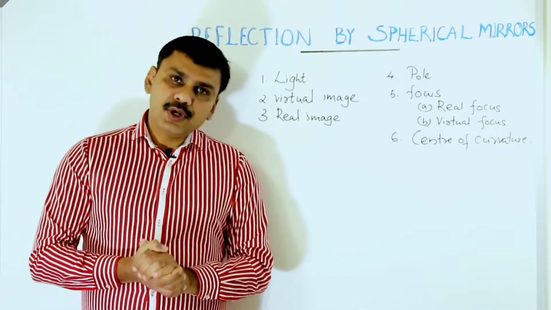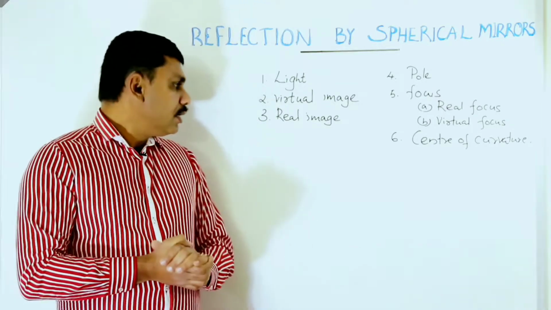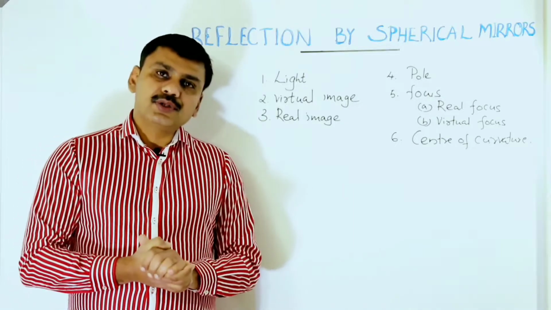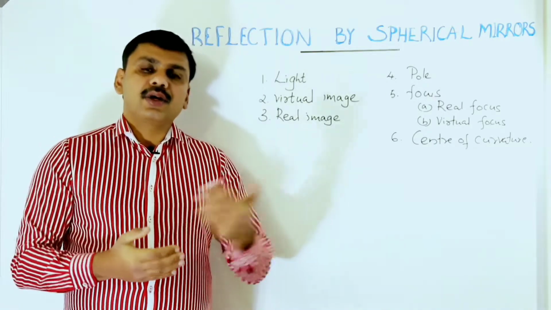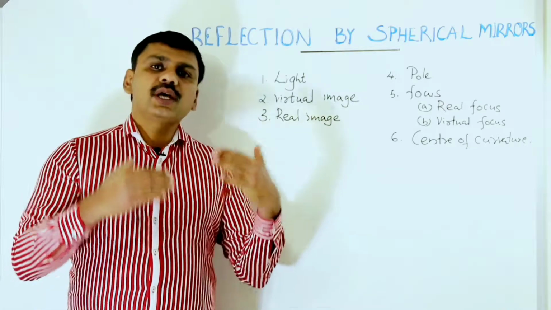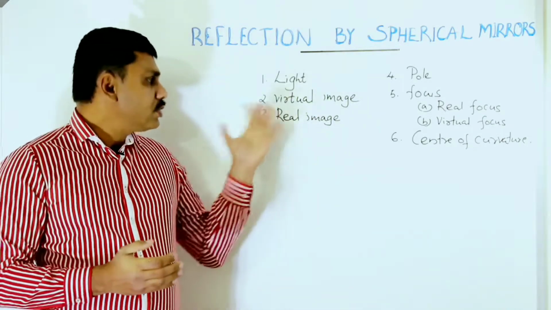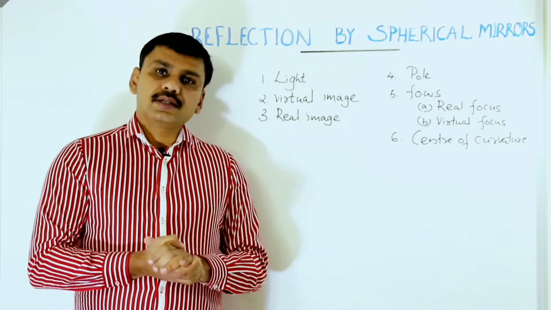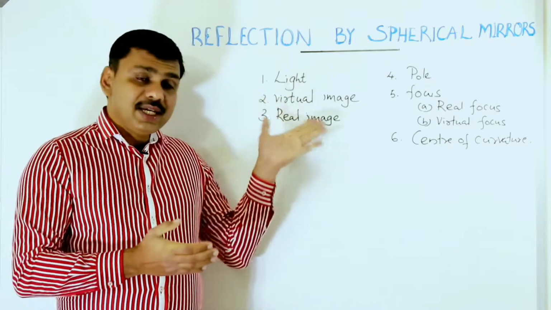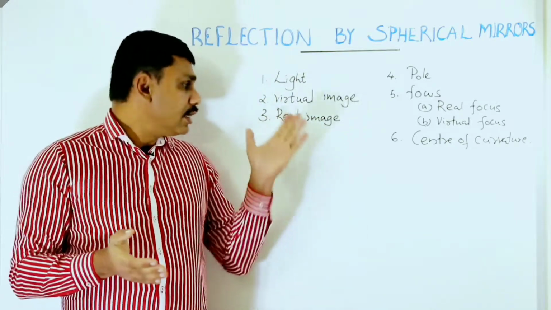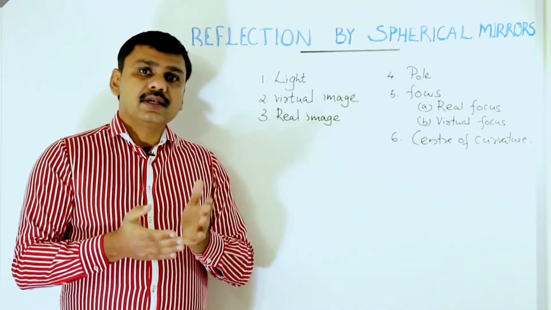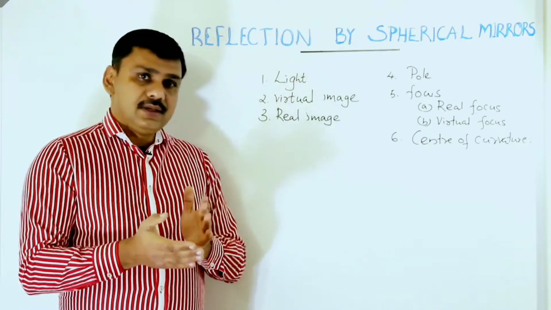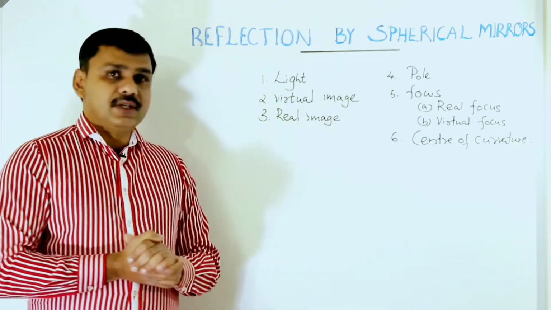Virtual image is produced by a plane mirror and the real image is produced by a concave mirror. Real image you can take on a screen, virtual image you can't take on a screen. Virtual image is always erect and the real image is always inverted.